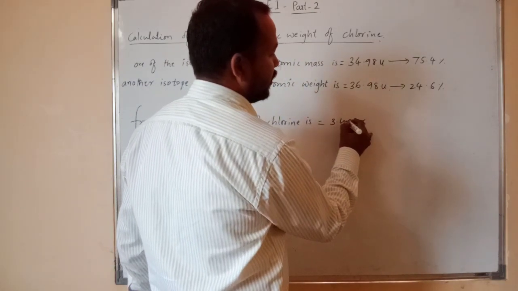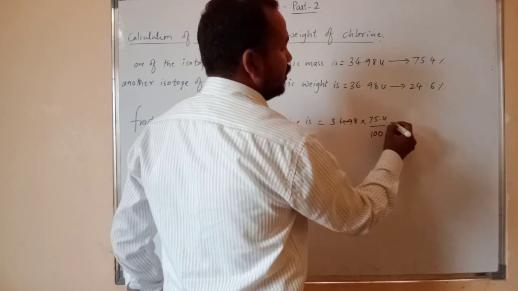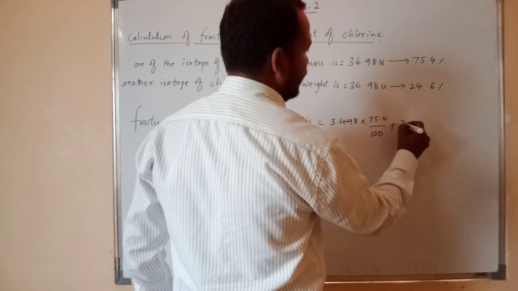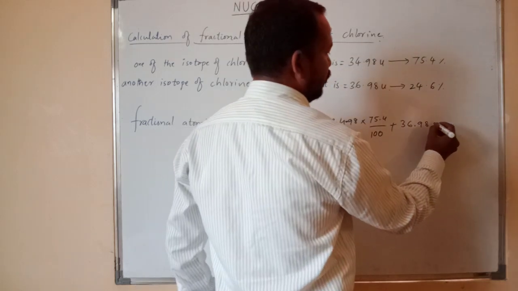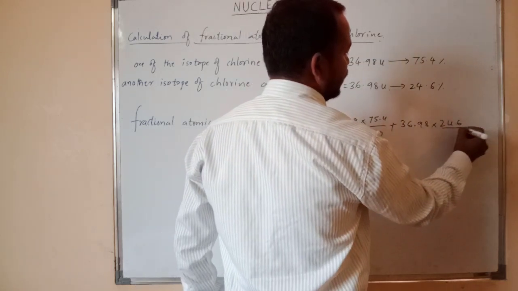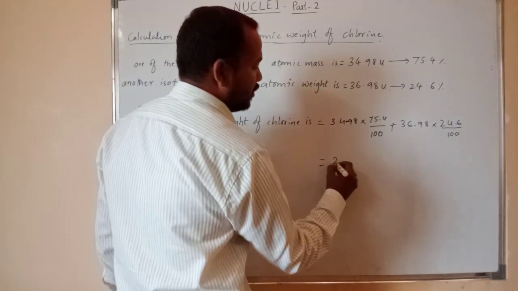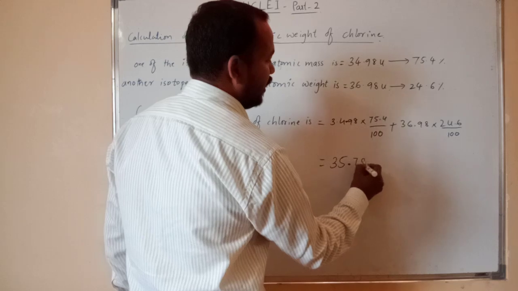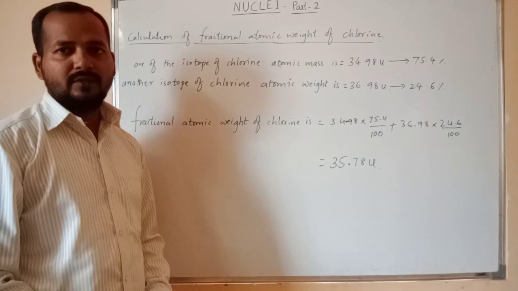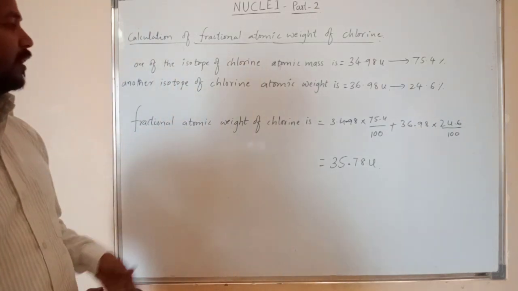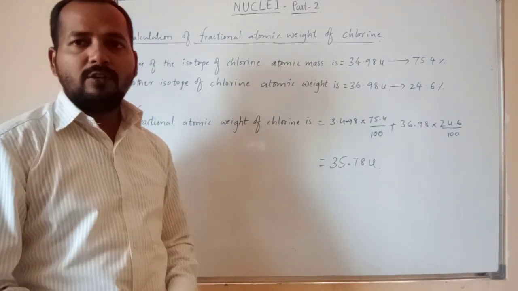That is 34.98 into how much percent? That is 75.4 upon 100, plus 36.98 into how much percent? 24.6%. After calculation of this, you will get approximately 35.78 units, which is the fractional atomic weight of chlorine. In this way we can calculate the fractional atomic weight of any element which has isotopes. That is called fractional atomic weight.